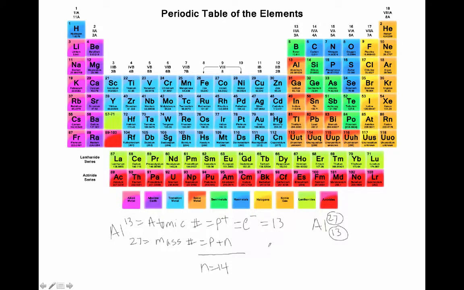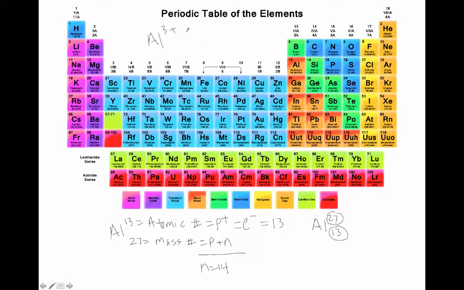Now, a second ago, I mentioned ions. What if we had aluminum, but aluminum wasn't neutral? What if we had aluminum and it was aluminum that's, say, 3+? That means that aluminum 3+ is an ion, and it's going to have 3 more protons than it does electrons.